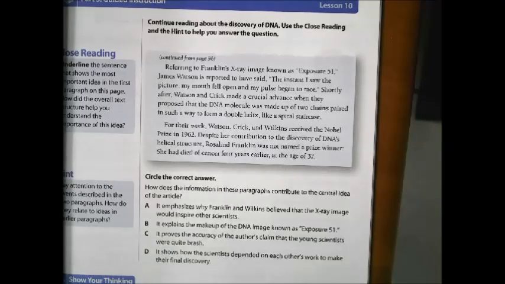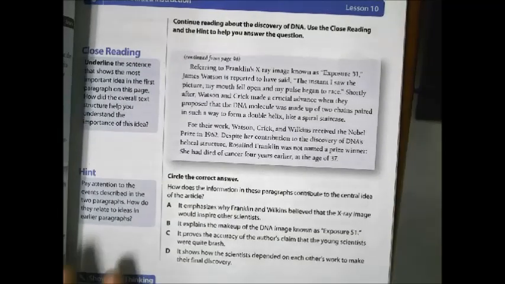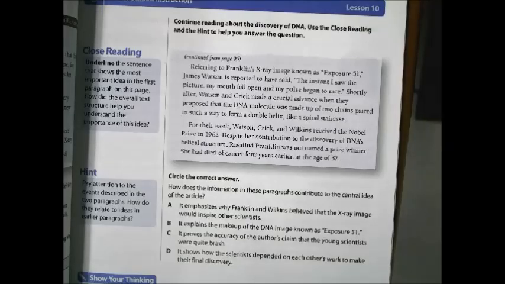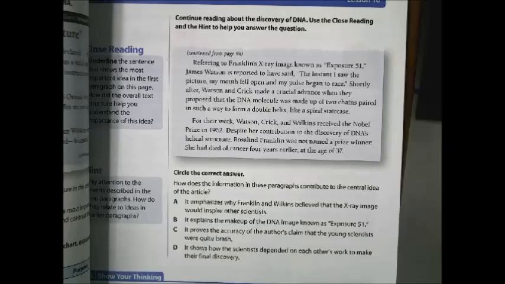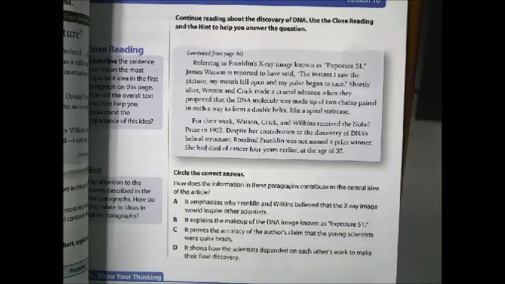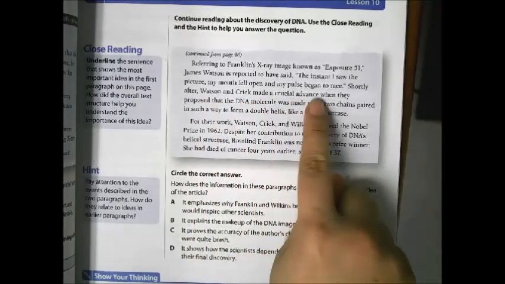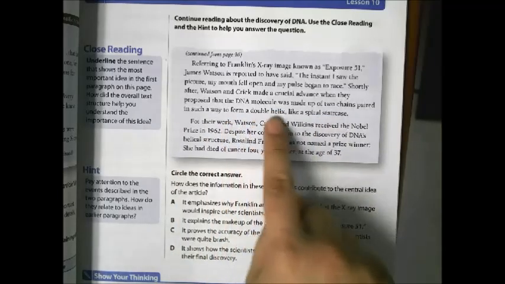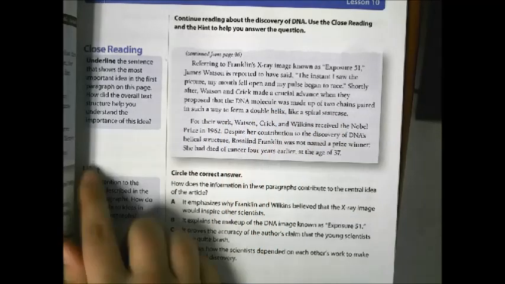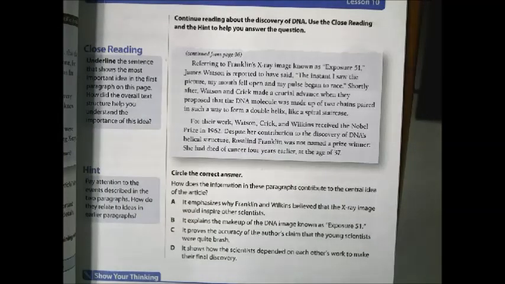Now, if you look at the close read, it says to look for a sentence that shows the most important idea in the first paragraph on this page. So, you think you can find it? I'll give you a second to look. If you said, shortly after Watson and Crick made a crucial advance when they proposed that the DNA molecule was made up of two chains paired in such a way to form a double helix like a spiral staircase, you are correct. This does show the most important idea in the first paragraph on this page.